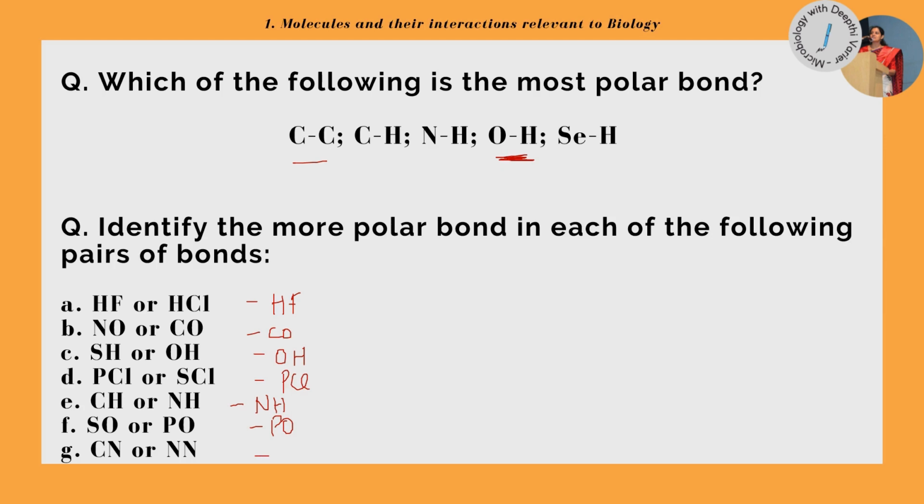And the last one is really easy because NN doesn't have any electronegativity difference at all. So the obvious answer is CN.